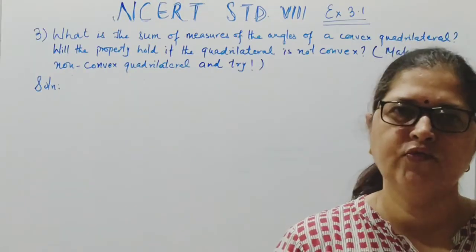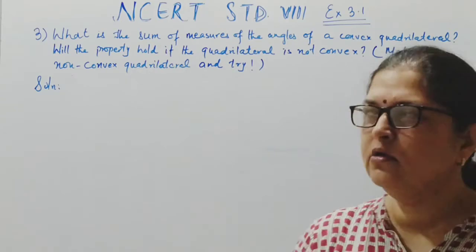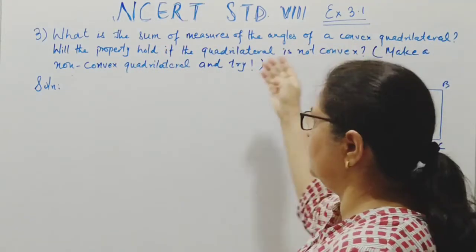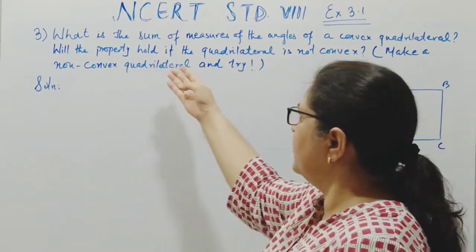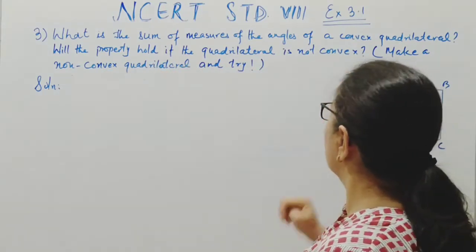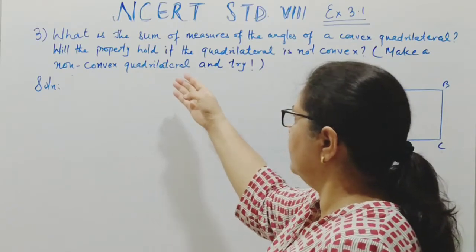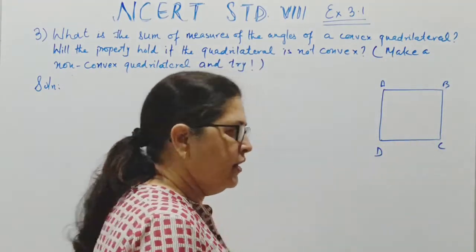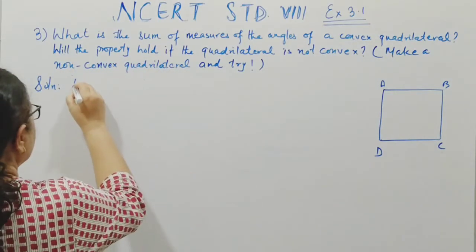Question number 3 of exercise 3.1. The question is, what is the sum of the measures of the angles of a convex quadrilateral? Will the property hold if the quadrilateral is not convex? Make a non-convex quadrilateral and try. Here we have a convex quadrilateral ABCD.